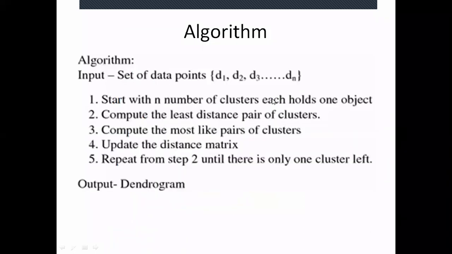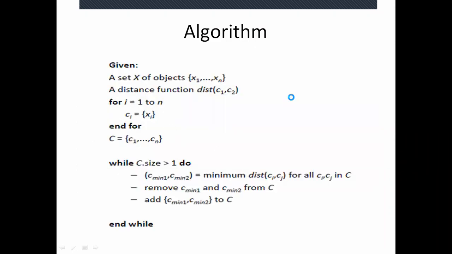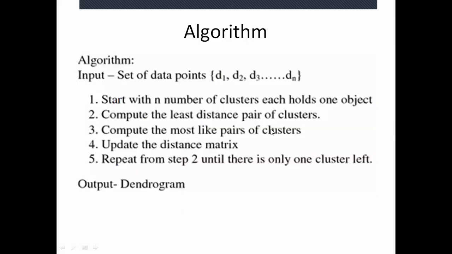Okay, this is again the same thing. Here it is written that initially suppose there are some data points D1 to Dn, or you can take X1 to Xn. Start with n clusters, each holding one object. That means each cluster is represented by one object or data point. Then compute the least distance pair of clusters and update the distance matrix. You will start merging the clusters, and repeat steps 2 to 4 until there is one cluster left.